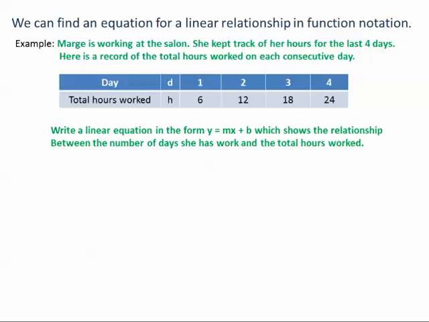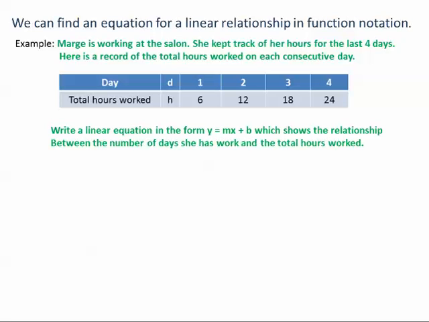All right, our first example. Margie is working at the salon, and she kept track of her hours for the last 4 days. And here's a record of the total hours she worked on each consecutive day. They want us to write a linear equation in the form of y equals mx plus b, which shows the relationship between the number of days that she worked and her total hours worked.